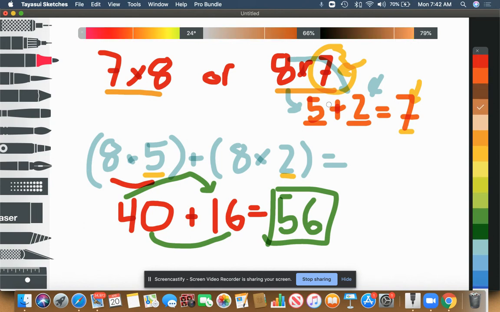Now, guys, there's different ways you could have done this. I just did it with the 5 and the 2 because I felt like those were 2 easy numbers to multiply by. You could have also done 8 times 4 plus 8 times 3. You get the same thing. You could have done 8 times 1 plus 8 times 6 would give you the same thing.